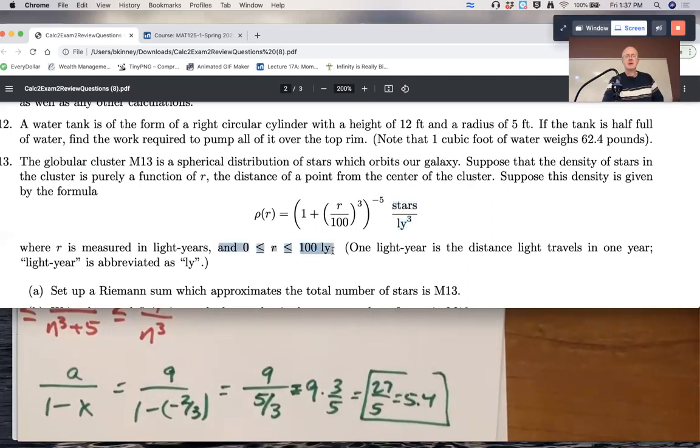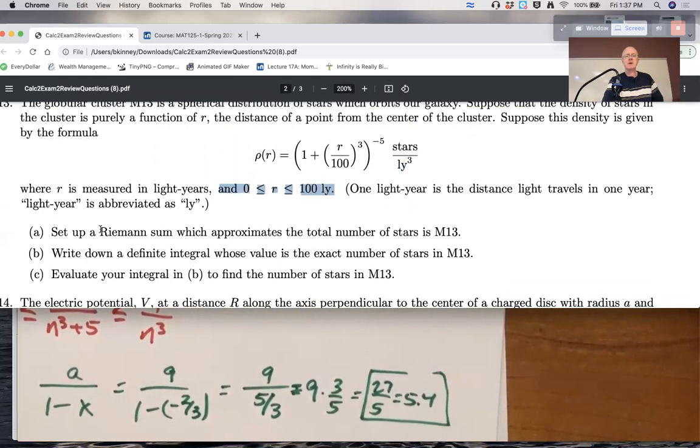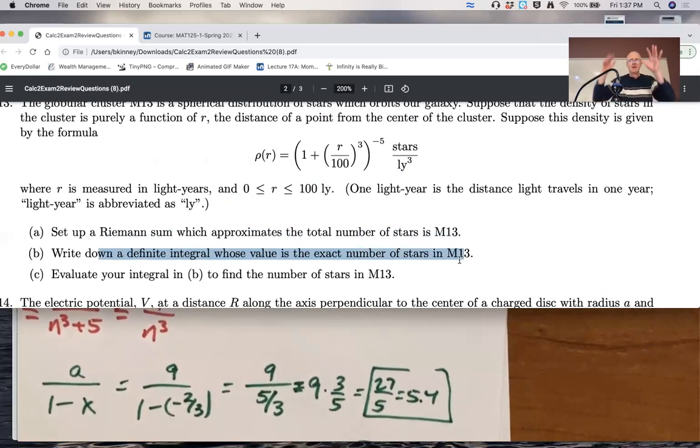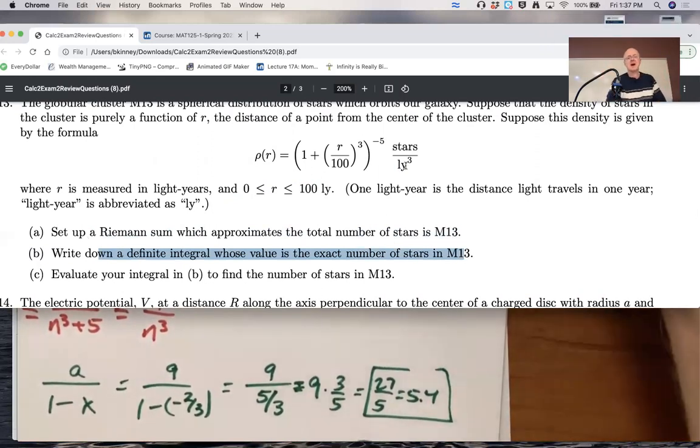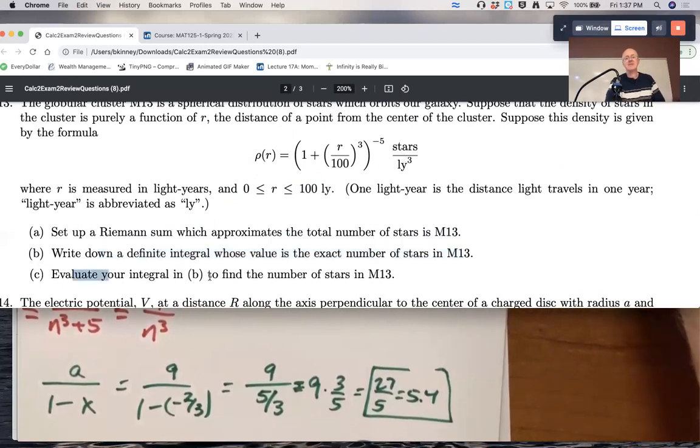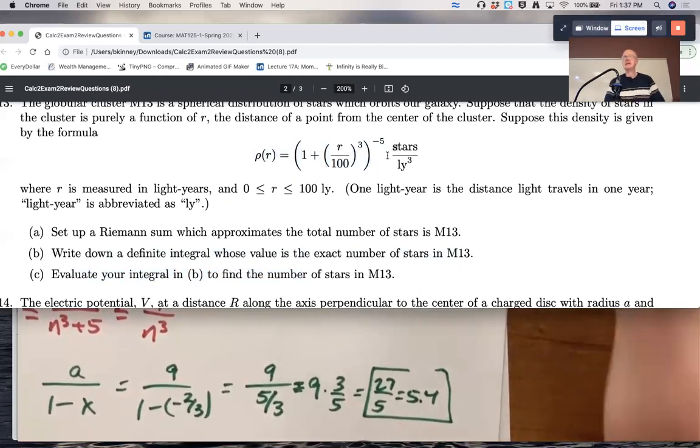R goes from 0 to 100 light years. The goal is to set up a Riemann sum which approximates the total number of stars. Then write down a definite integral whose value is the exact number of stars, though take that word exact with a bit of hand wavy, it's not really exact because this model is probably not perfect. And then part C, evaluate the integral. Are you kidding me? We got to integrate something involving this function. Doesn't look very easy.